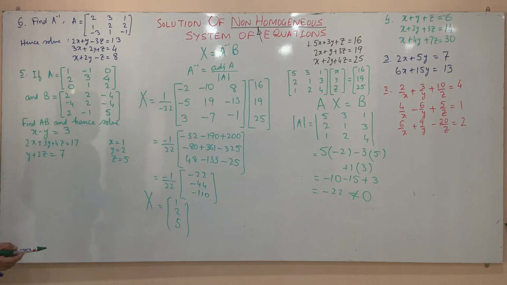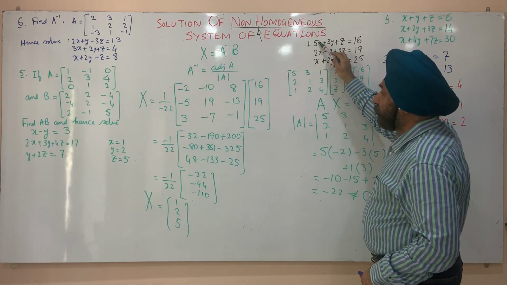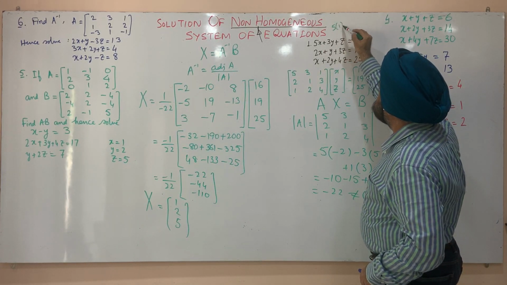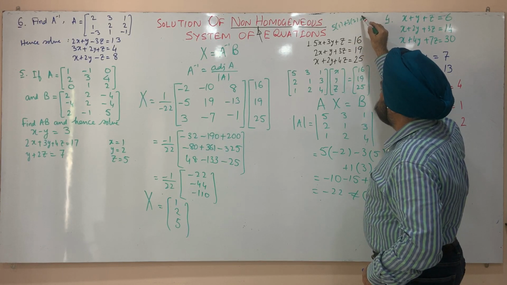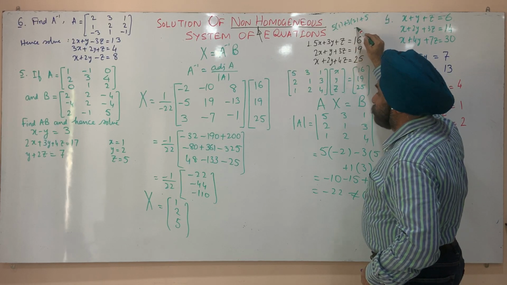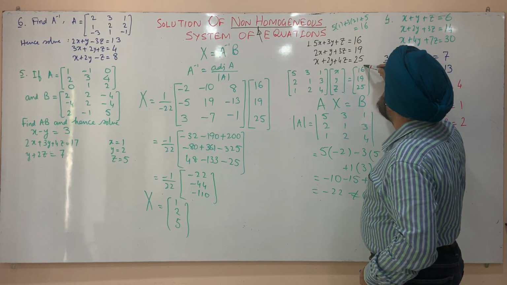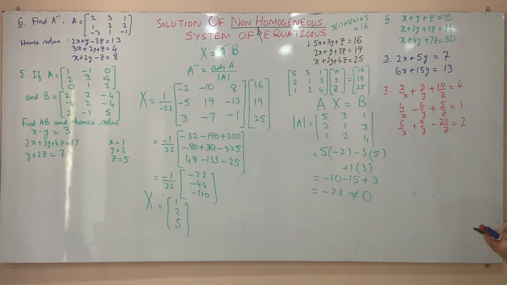We can always check our answer. Substitute these values here. 5 into this is 1 plus 3 into 2 and then plus 6z, that is 5. This is 16, so this is equal to 16. This is how we get it. Now coming to the next one.